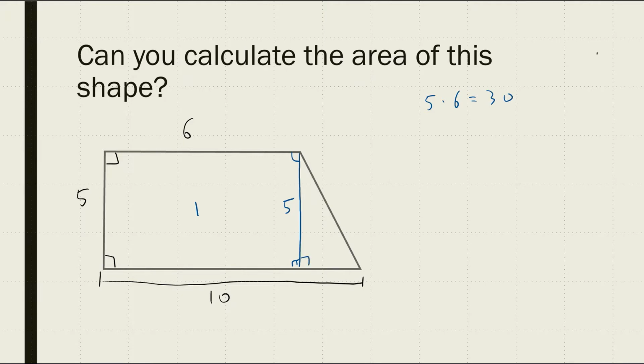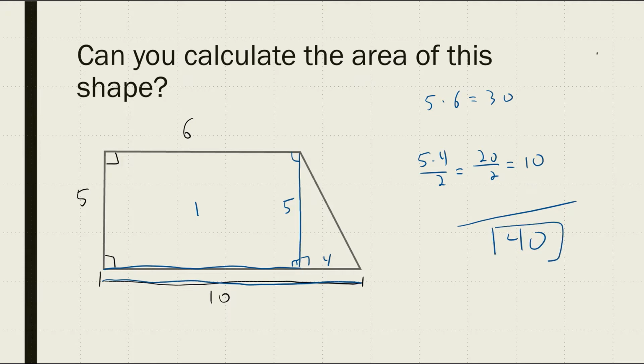Well, we know that the height is 5, and we also know that the entire distance here is 10, and this smaller distance is 6. So in order to find the base here, it's just going to be 10 minus 6, which gives you 4. So the area of the triangle is going to be 5 times 4 divided by 2, which is equal to 20 divided by 2, which is equal to 10. And then lastly, if you add up the 30 plus the 10, you get the whole area of the shape, which is 40 units squared. So that's the solution there.